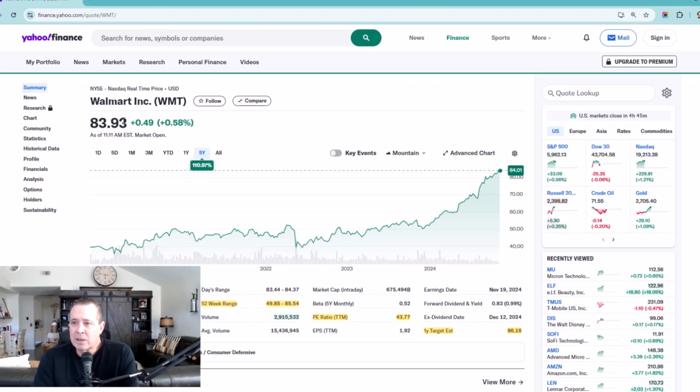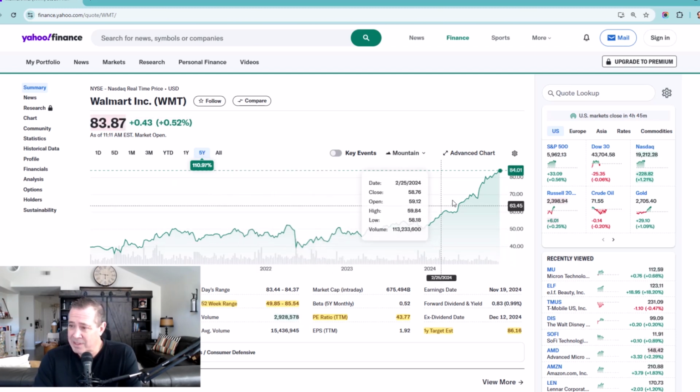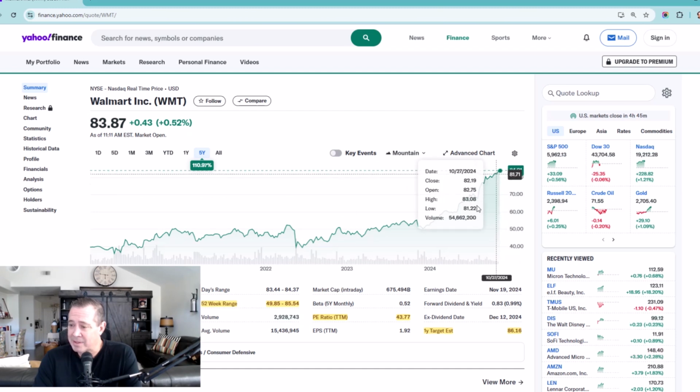All right, let's take a look at Walmart, ticker symbol WMT. We can see it's trading at almost 84, 83.91 right now. And the 52-week range right here is 49 to 85. So we are at the top end of the range. And look at this, this is the 5-year chart. It's way up here at the top.